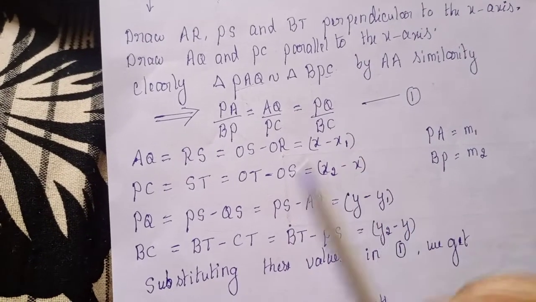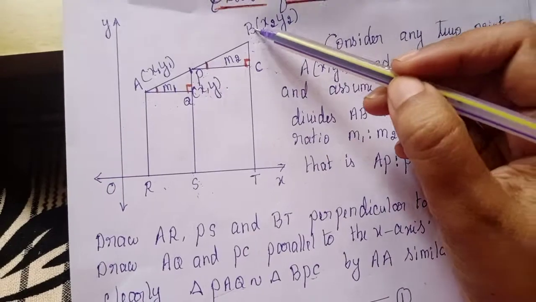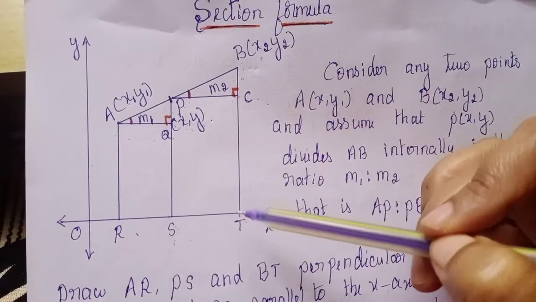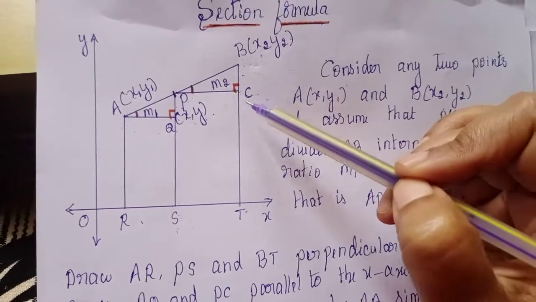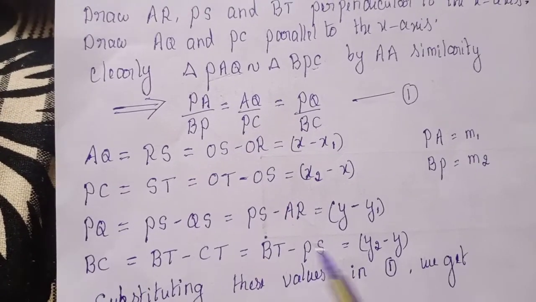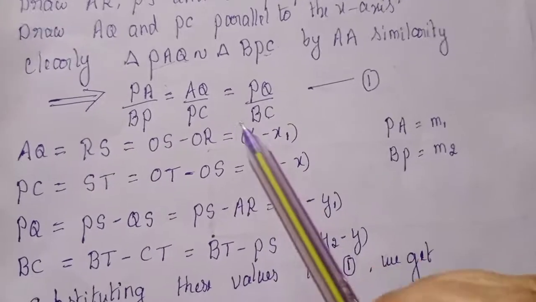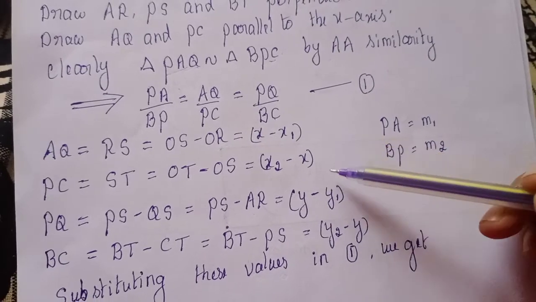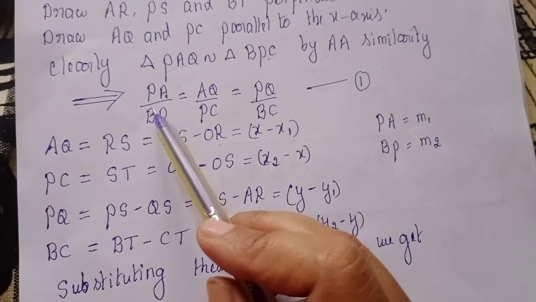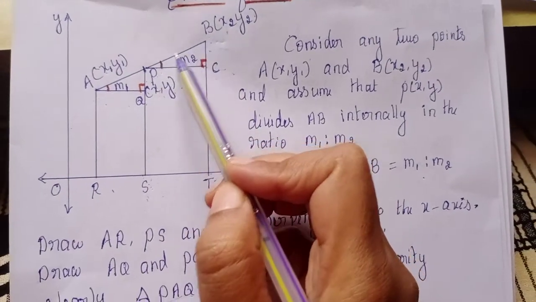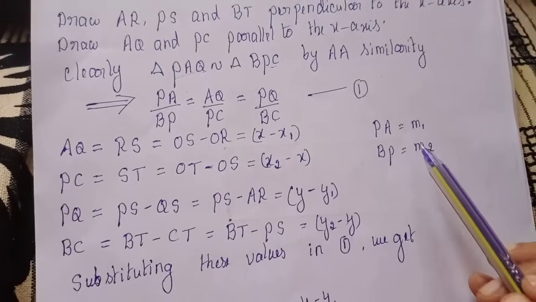Next, the last one, BC. BC can be written as BT minus CT. BT is y2, and CT can be written as PS, which is y. So you got BC as y2 minus y. We found AQ, PC, PQ, BC. Then what about PA and BP? PA is nothing but m1 and BP is nothing but m2.